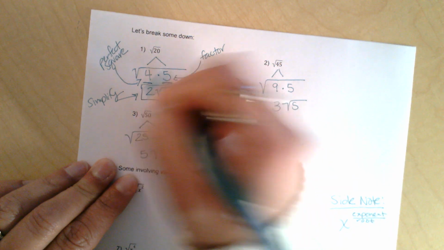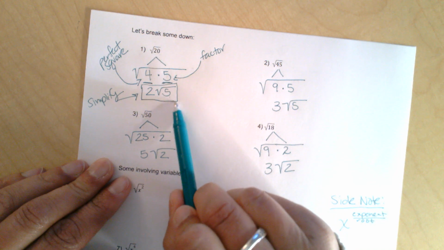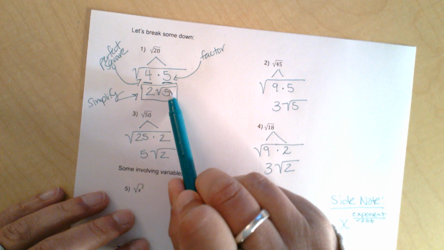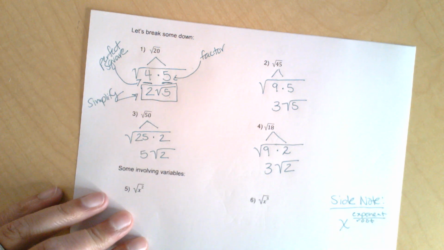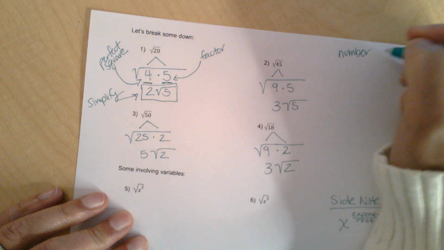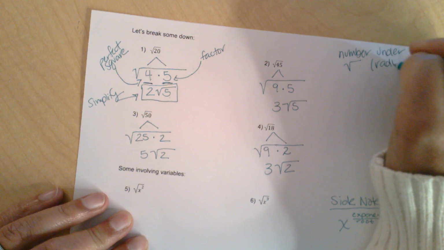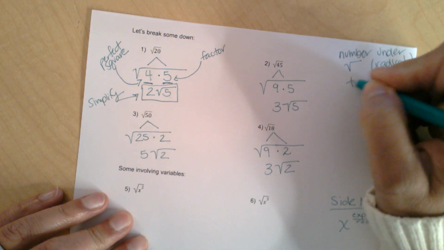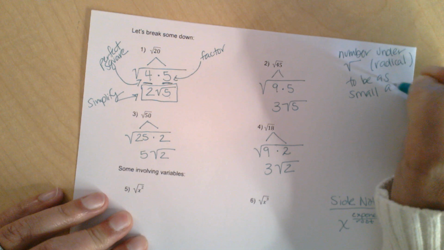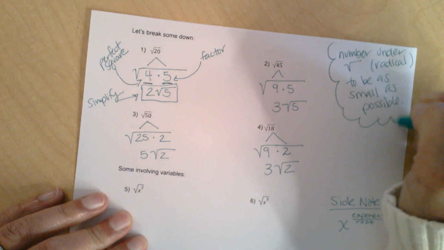So this is a simpler version because 20 underneath the square root is bigger than 5 underneath the square root. So when you simplify, when you break them down, you want the number underneath the square root, or the radical symbol, to be as small as possible. A little side note in our cloud here.